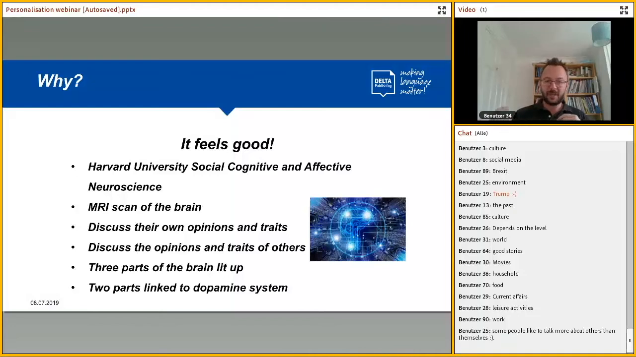Now, the first part of the brain is the prefrontal cortex, and that's the part of the brain that they would expect to light up. It's the part that lights up when we're thinking about ourselves and we're talking about ourselves.